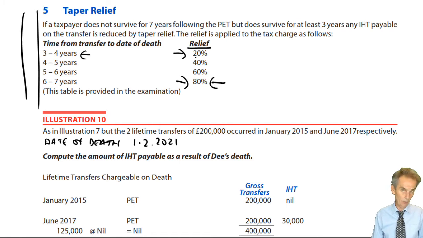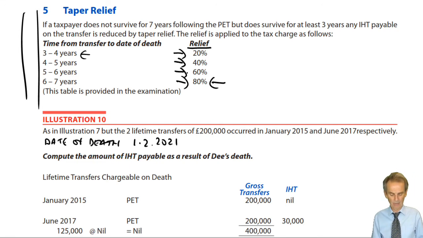If you live between 4 to 5 years from the date of PET to the date of death, a 40% reduction in tax charge. 5 to 6 years, 60%. 6 to 7 years, 80% reduction. If you live for more than 7 years, of course, there is no chargeability anyway, because what was potentially exempt when made is now fully exempt.